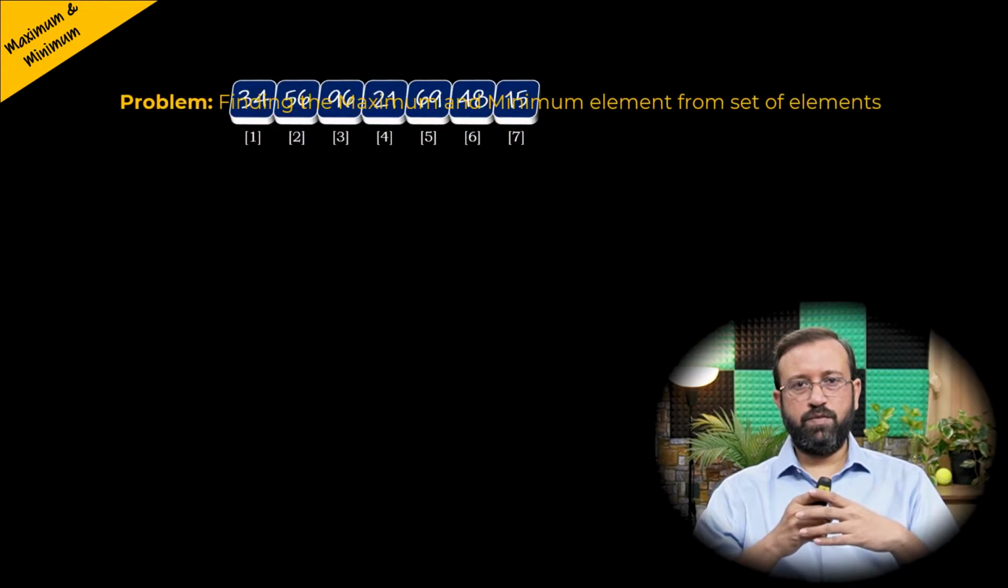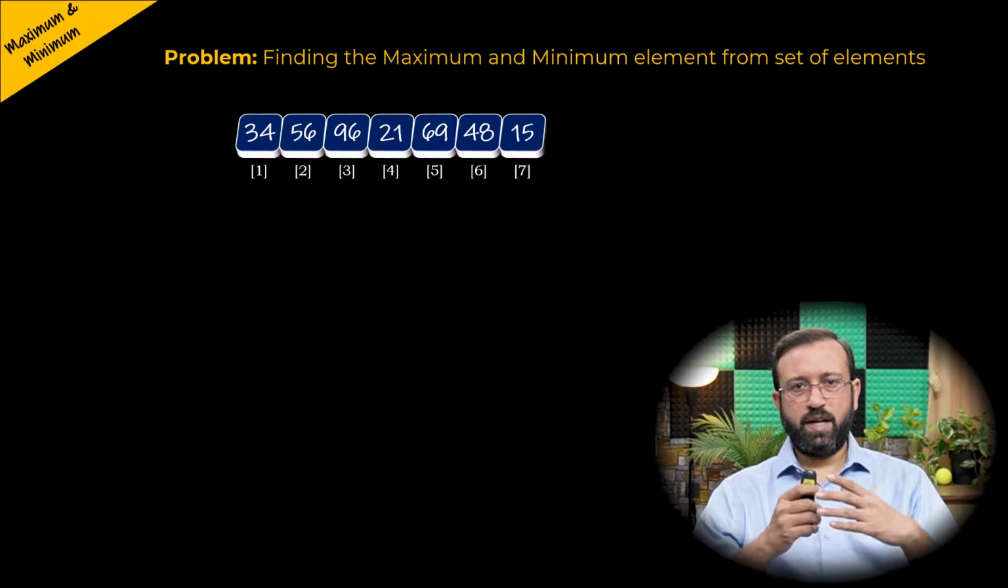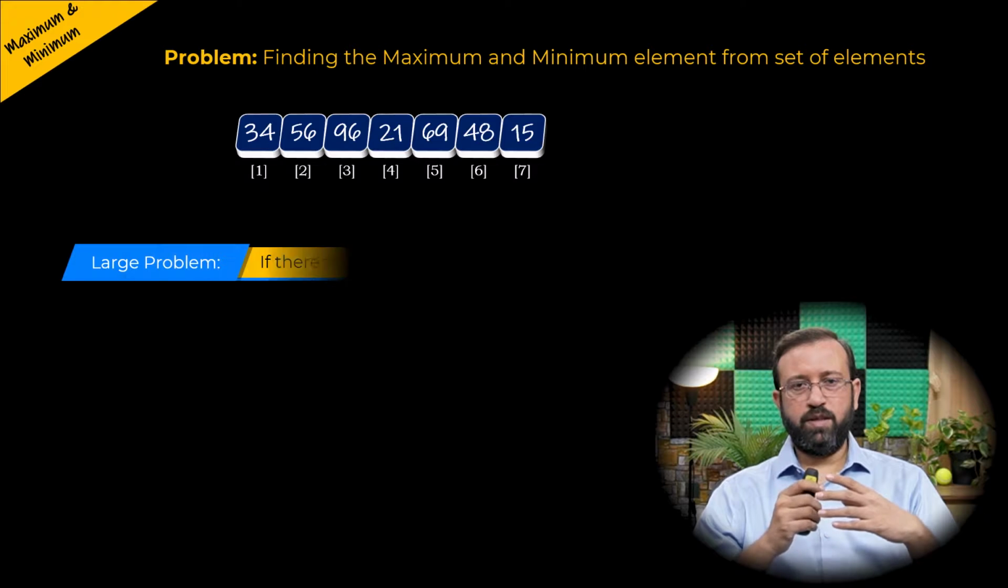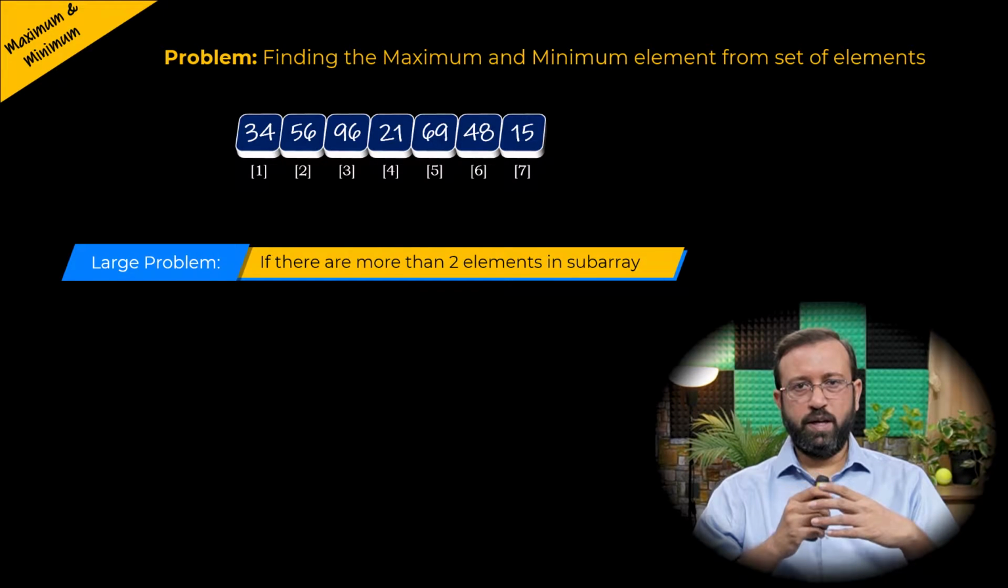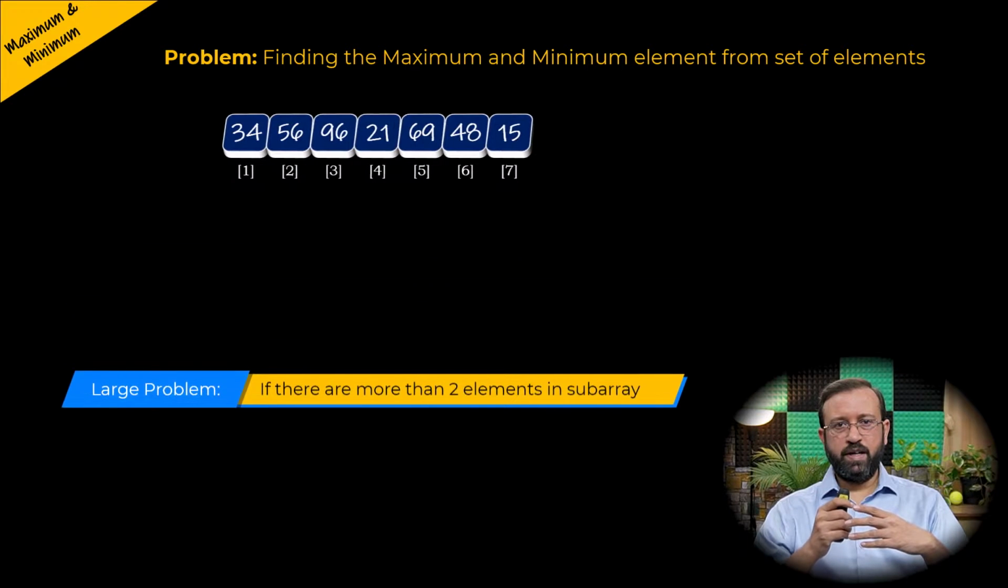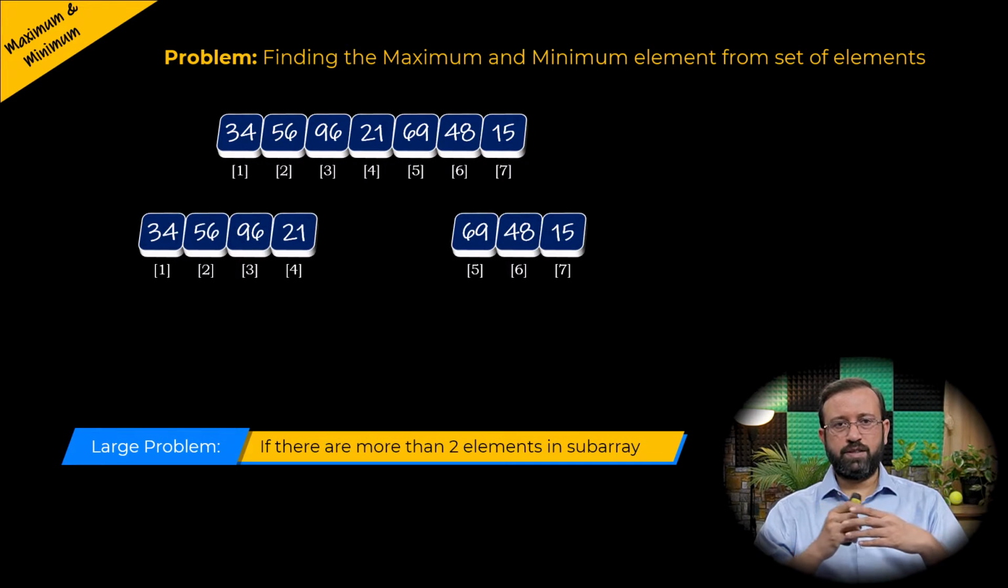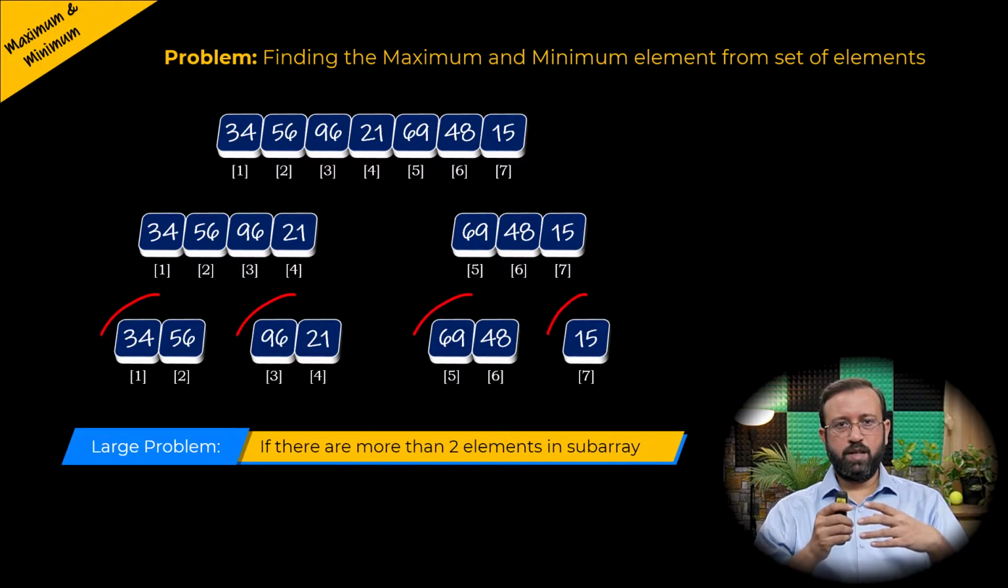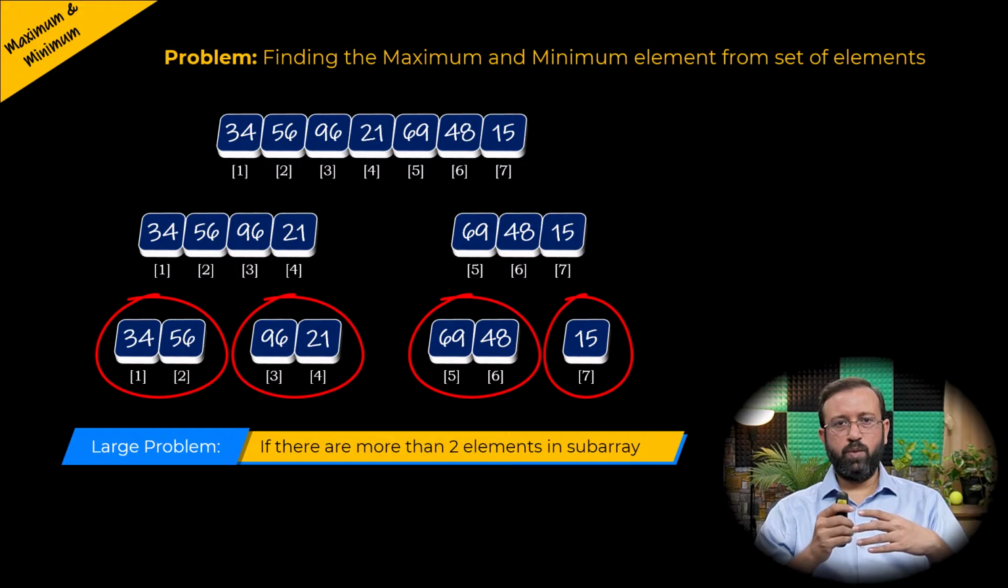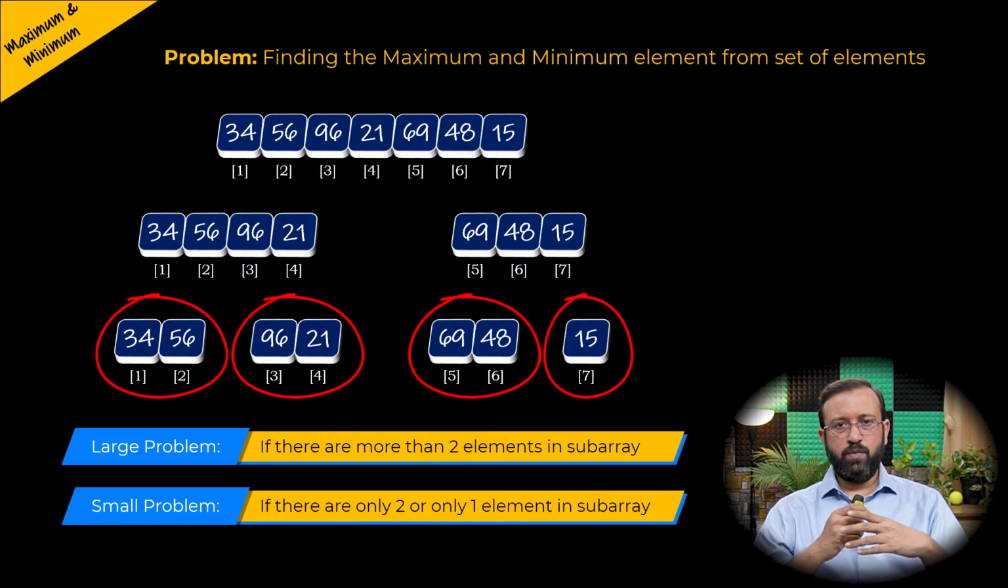Let us take an example of these 7 elements in an array and find the maximum and the minimum element. So here we have an array with 7 elements. We say that the problem is large if there are more than 2 elements in the subarray, and we will divide these 7 elements into 2 subarrays. We keep dividing until the subarrays have only 2 elements or only 1 element remaining. Once we have only 2 or 1 element in the subarray, we say that the problem is small and we can easily compute the maximum and the minimum element.